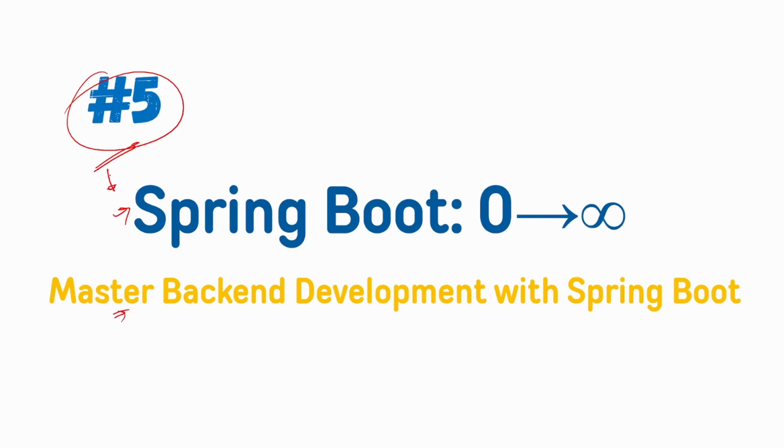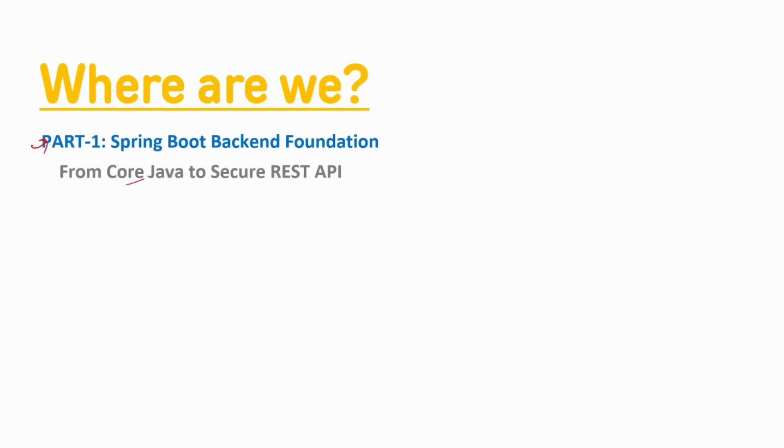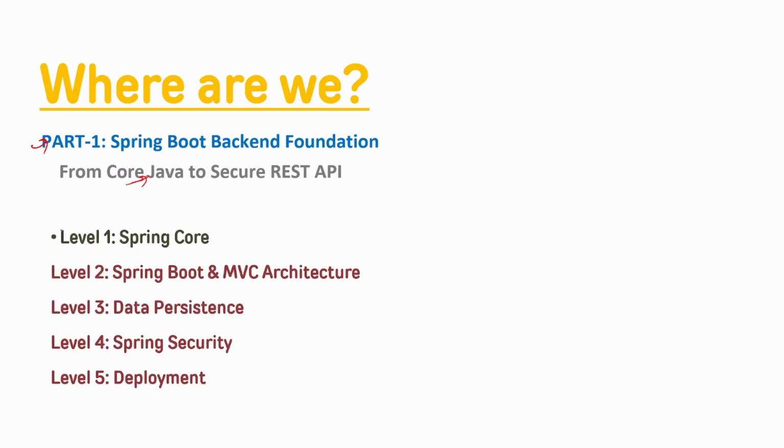Before proceeding further, let's see what we will learn in this course and where we currently are. As you all know, this course is divided into two parts. In part 1, we will learn about the Spring Boot backend foundation, from core Java to how we can secure our REST API. So in part 1, we will learn about Spring Core, Spring Boot, the MVC architecture, and how to create RESTful APIs.